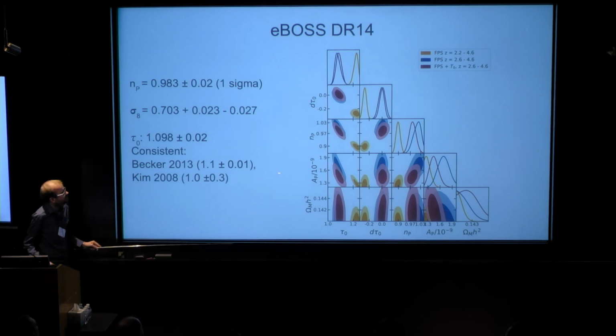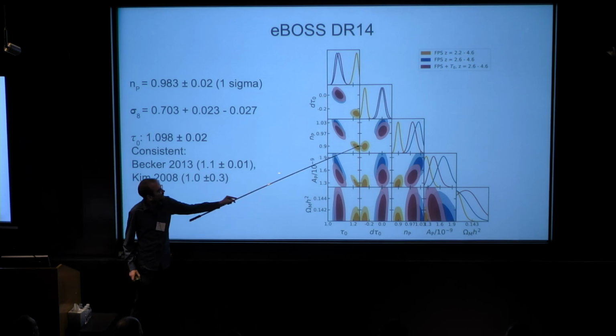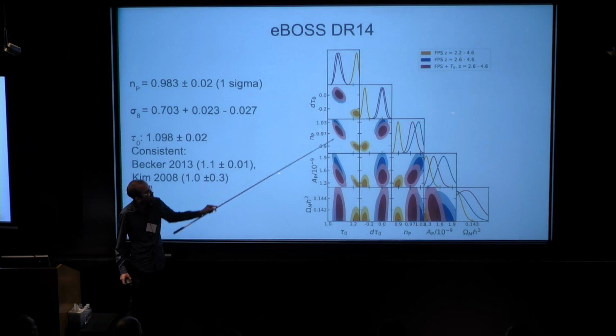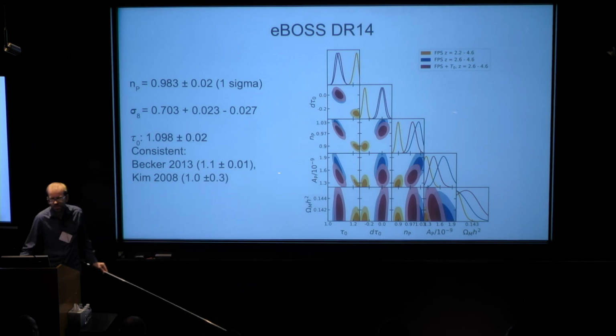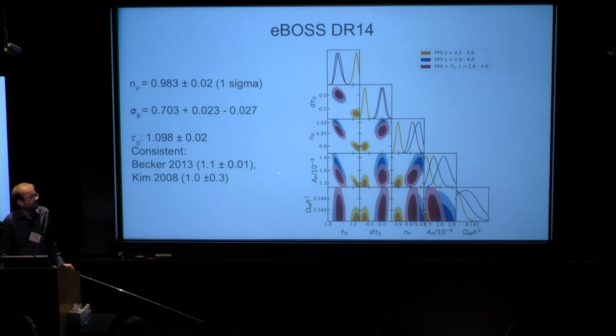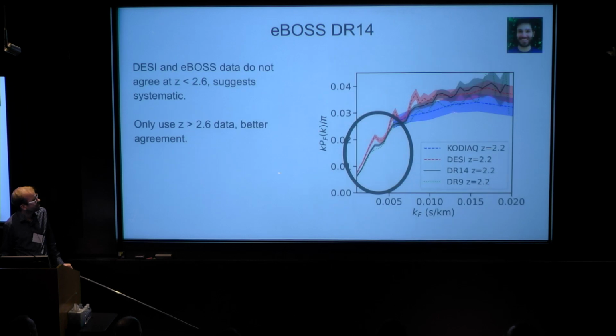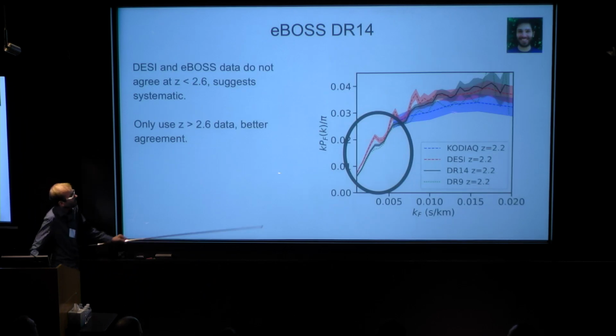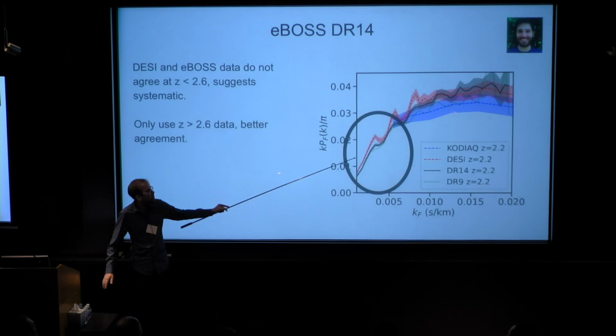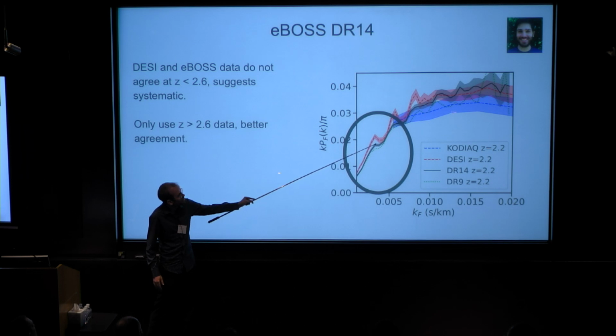The first thing you'll see is that this gold chain does not agree with the red chain. This made me very concerned when I first ran the boxes, right? Because you want everything to be internally consistent. You don't want to have your constraints be driven by the lowest redshift bin. I sat there worrying about this for 6 to 8 months. And then the DESI collaboration released their first data set. And lo and behold, their lowest redshift bin disagrees with eBOSS, right?